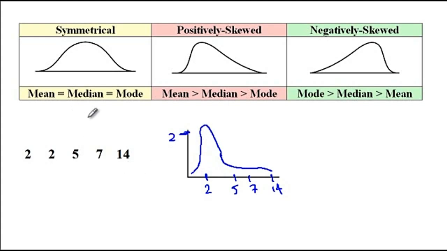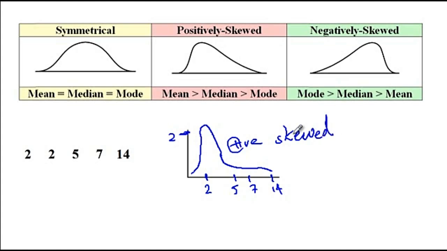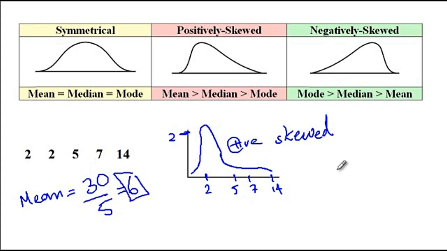Now the question is, what is the mean, median, and mode for this distribution, which is a positively skewed distribution? The mean value is the sum of all these values divided by the total number of values that we have. So 4 plus 5 is 9, plus 7 is 16, plus 14 is 30, divided by the total numbers that we have, which is 5, equals 6. So the mean value here is 6. The mode, on the other hand, is the number that repeats the most. Here the number that repeated the most is the number 2. So our mode is number 2.